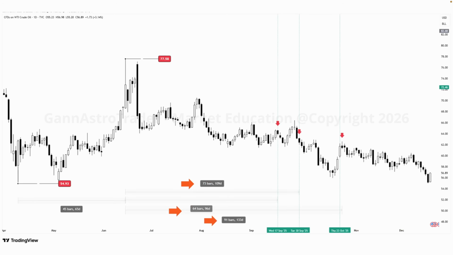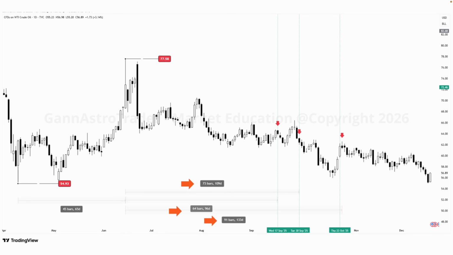Instead of projecting time using fixed additions, we apply harmonic expansion. The base cycle is multiplied using natural ratios, such as the square root of 2 and the golden ratio. This gives us projected time windows around 64 bars, 73 bars, and 91 bars.